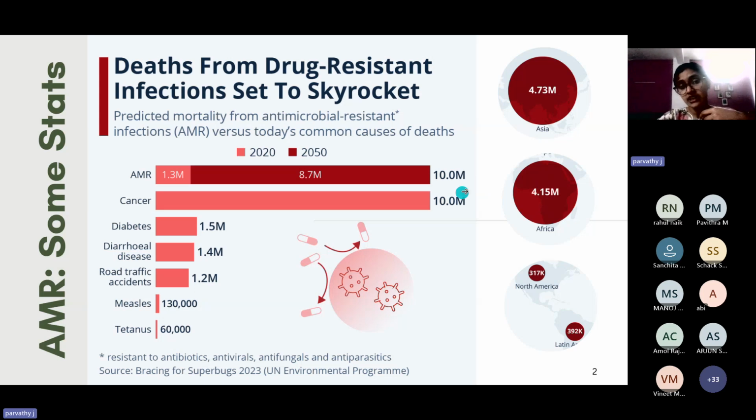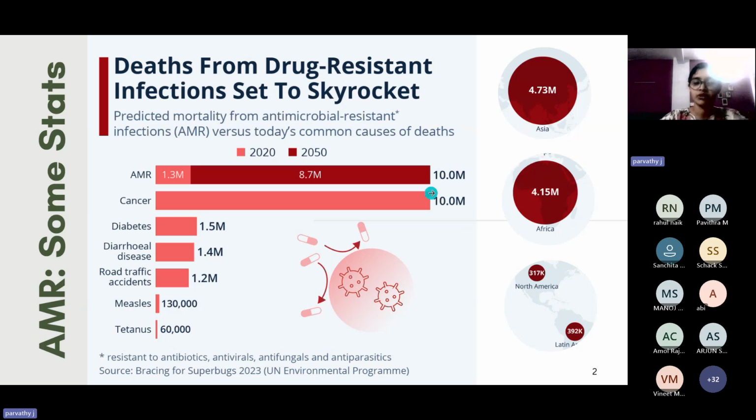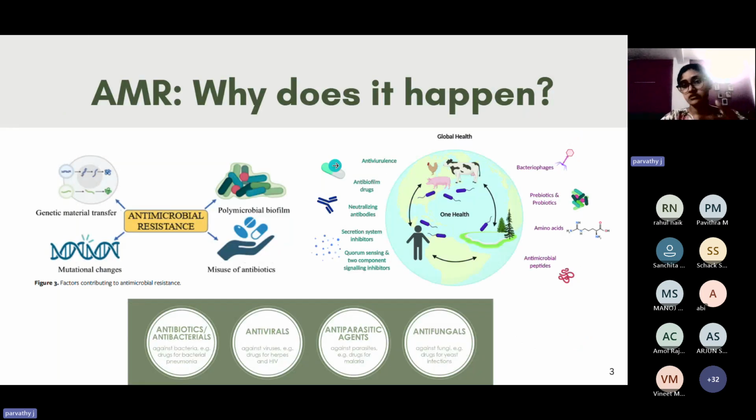As you can see here in the charts, the antimicrobial resistance death rate is coming on par with cancer compared to other diseases. And Asia and Africa are among the most affected populations. Antimicrobial resistance usually happens due to an overload of antibiotics, which gives the pathogen where the infection is occurring a selection pressure to overcome the antibiotic effect. This can be via genetic material or mutational changes, or complex biofilm formation to combat the presence of antibiotic, thereby giving resistance.